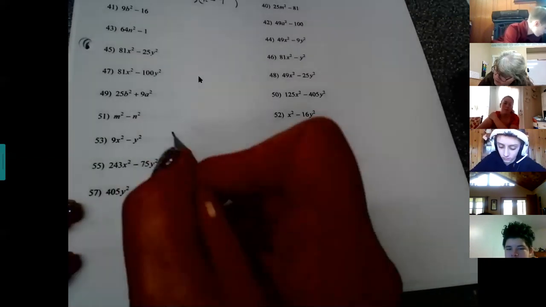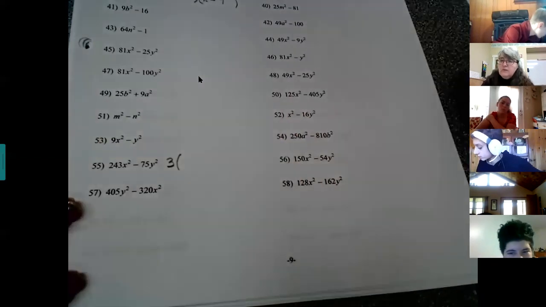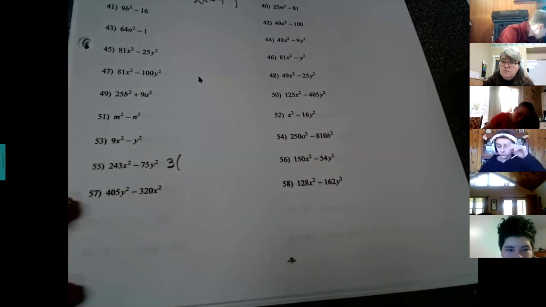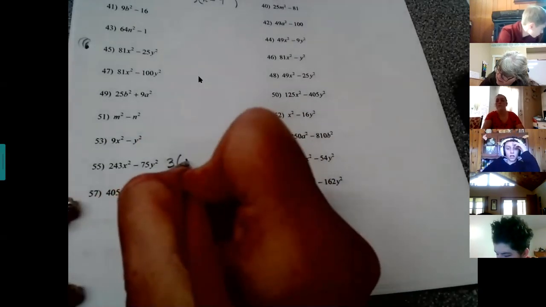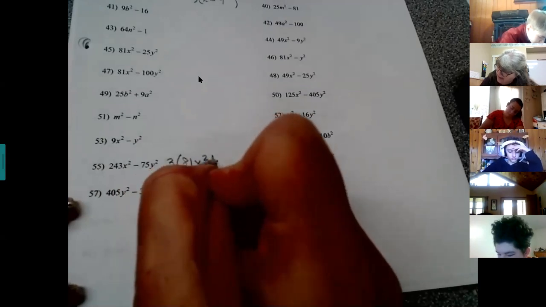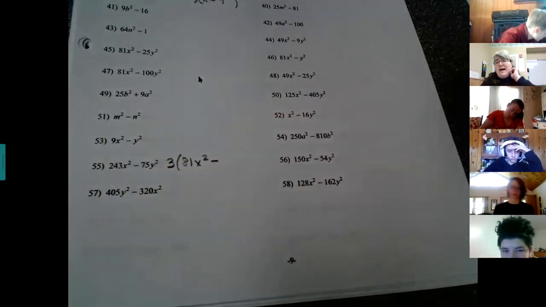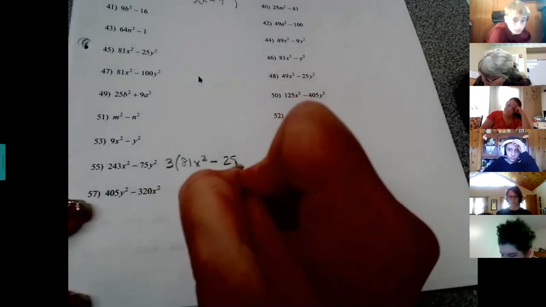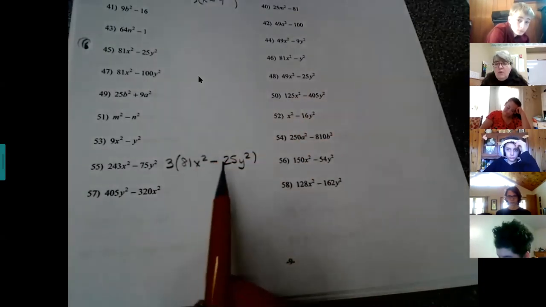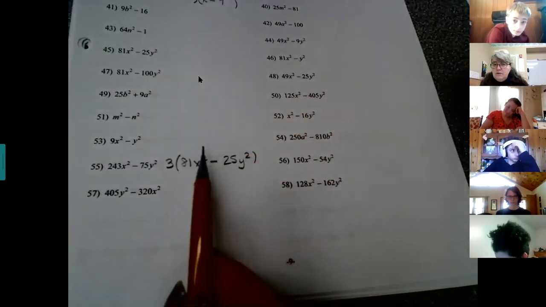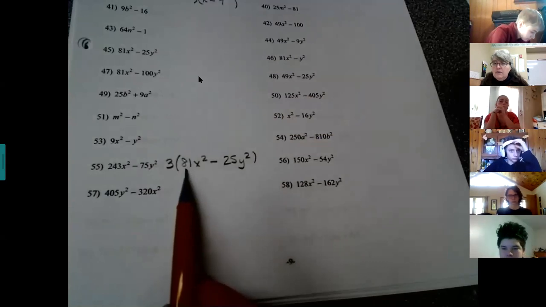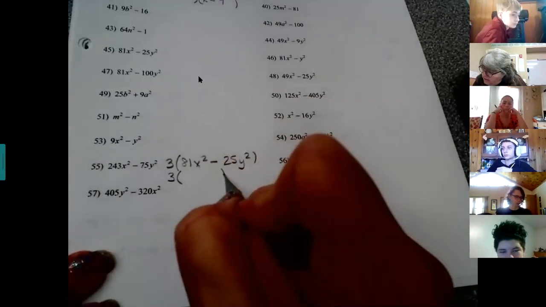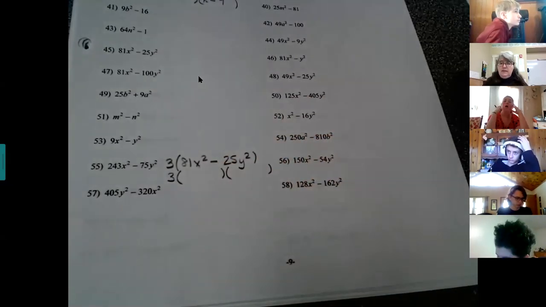3. So let's start with that. How many times will 3 go into 243? 81. 81x squared minus. How many times will 3 go into 75? It'll go 25 times. Now look at what's left. Is that a square? Yep. So would you just like double bracket it? No, you just leave the 3 outside the parenthesis like that.